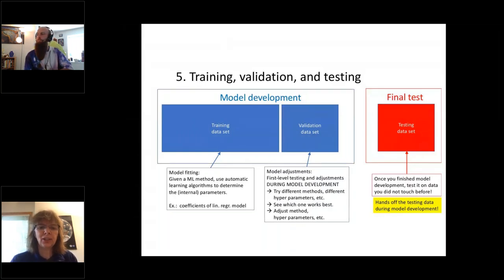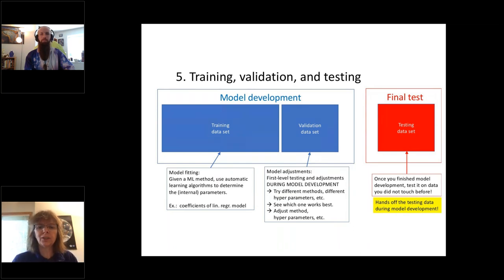But now your validation data set has become contaminated, because you've used it to tune your model. So what you really want to do is have a testing data set that you do not touch at all during model development, that you keep for the very end. So once you've played with your training and your validation data and you decide this is the method I want to use, these are the hyperparameters I want to use, this is my final model, that's when you bring in the testing data set, which the model has not seen at all at that point, and test it on that.